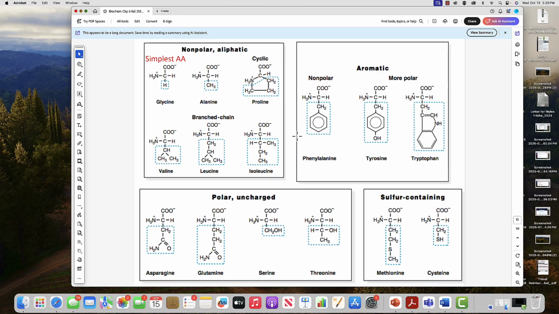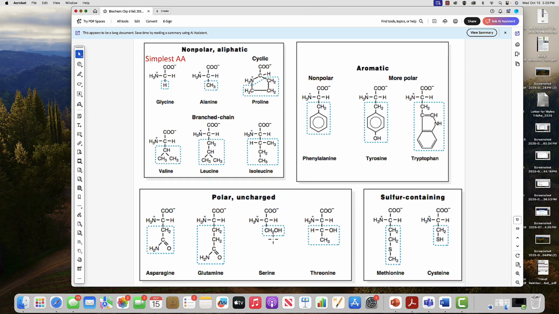Now, when you see aromatic, that is referring to your amino acids that have a ring, okay? And that would be phenylalanine, tyrosine, and tryptophan. And you can see these are your more bulky amino acids. The polar and uncharged amino acids look similar to the non-polar or the branched chain, but there's a difference because of the composition of the molecules within its R group. So your polar uncharged are going to be your asparagine, glutamine, serine, and threonine.